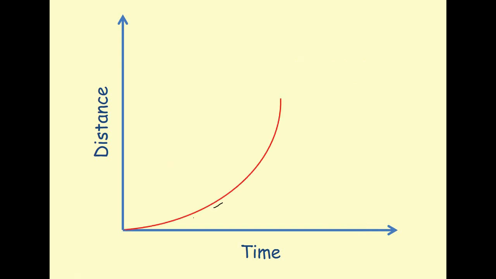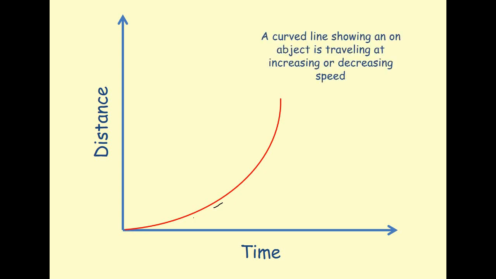So we know it's come back to where it started. Slightly different, curved line here. This shows that the speed is changing. When the speed is increasing or going faster, we have a steeper line. When the speed is going slower, it's a smaller gradient. So this curved line shows that the speed is changing. It's either increasing or decreasing in speed.